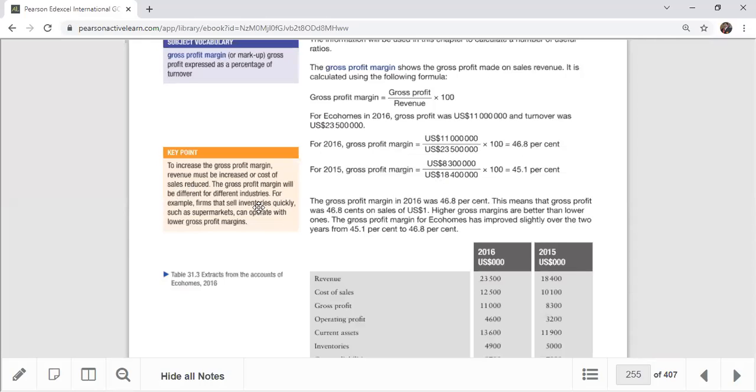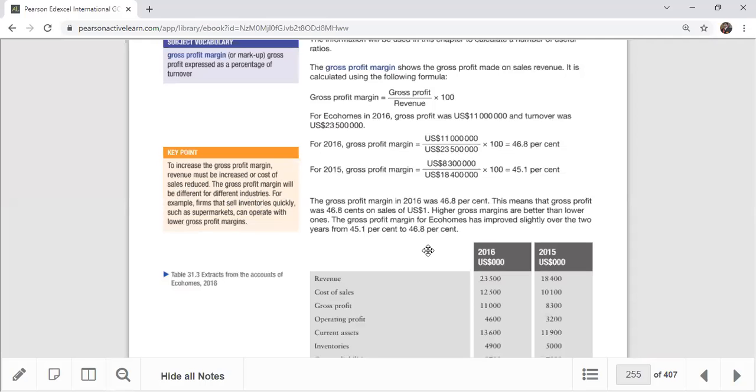Or the cost of sale can reduce. Otherwise, you can reduce the cost of sale. If you reduce the cost of sale, your gross profit can increase, right? In this case, both happened. Gross profit also increased from 8 million to 11 million. Revenue also increased from 18 million to 23 million. So always keep in mind the denominator and the numerator. By manipulating these two, we can actually make this thing change.